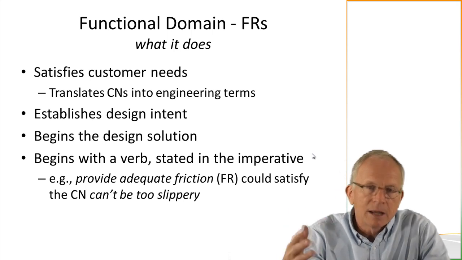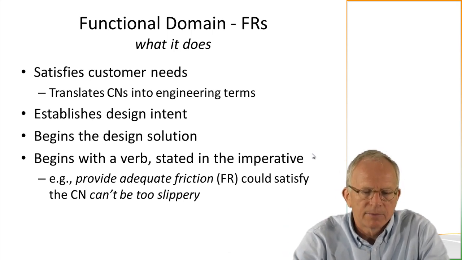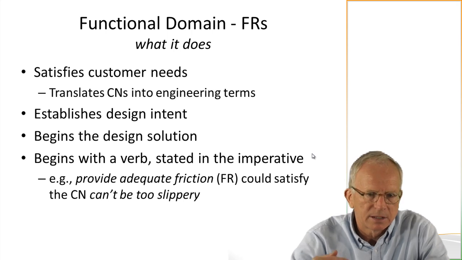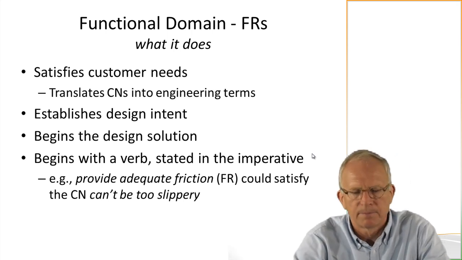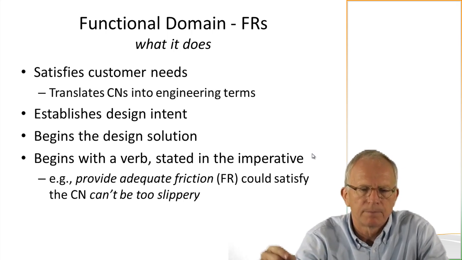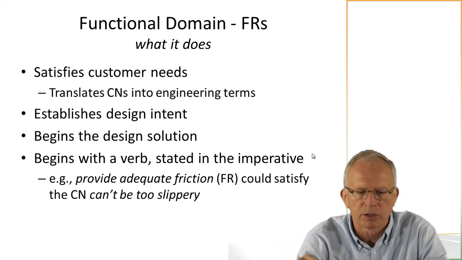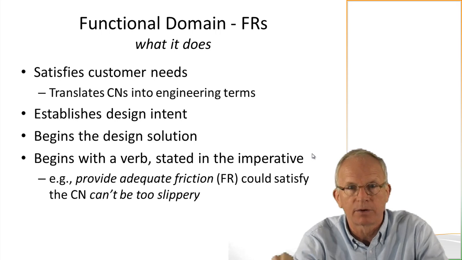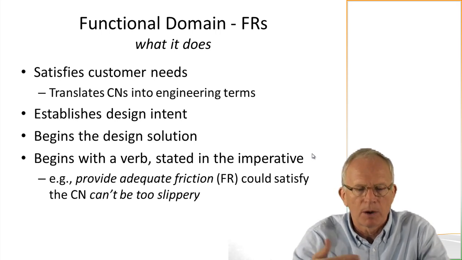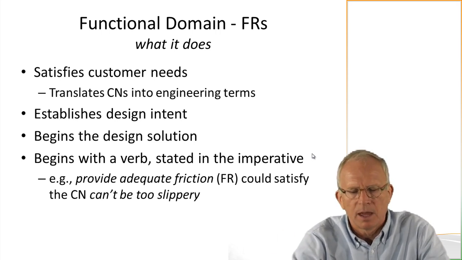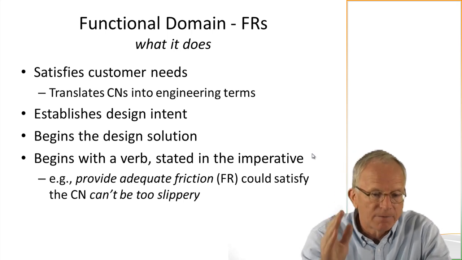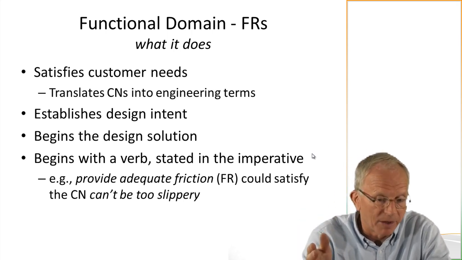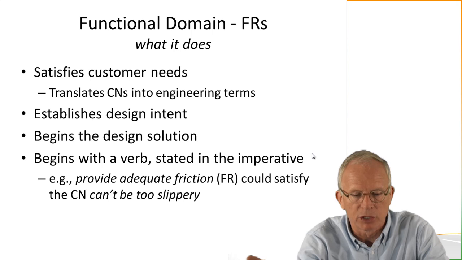So this is the beginning of the desired solution, and we have to be careful, as we'll see, not to jump the gun on the solution. So it begins with a verb, because it's describing a function. It's stated in the imperative, a command, like provide adequate friction. So the imperative is a command. And there's at least a verb, as in provide, and a noun, as in friction.